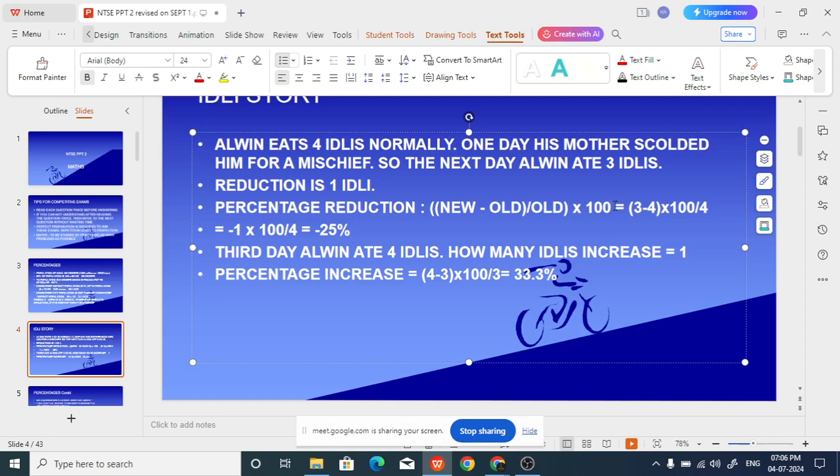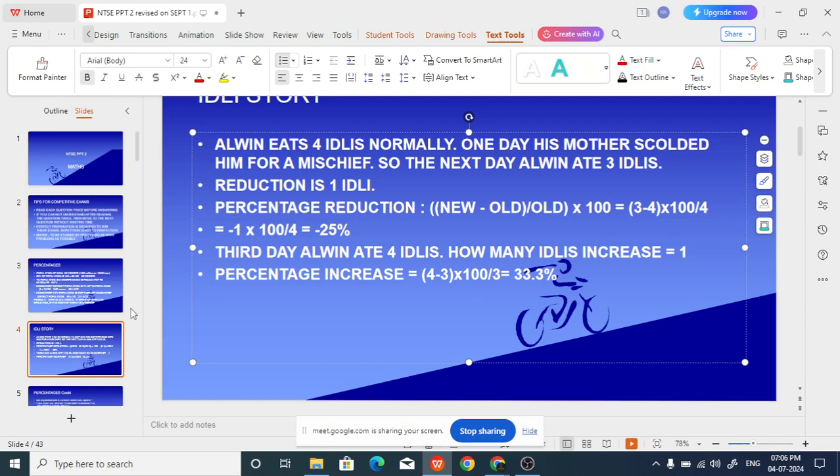So what is the formula? Percentage reduction or increase, in this case reduction, is new minus old divided by old into 100. What is new? New is 3 idlis, old is 4 idlis. So how do we find that? 3 minus 4 divided by 4 into 100.